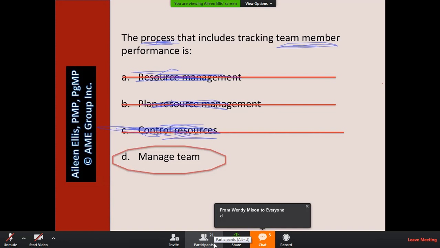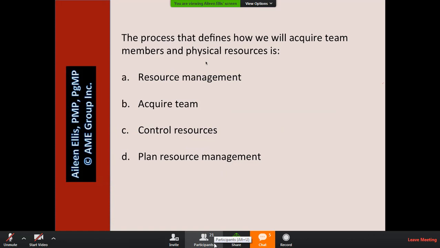On the exam, it doesn't matter if you get a question right because you knew the right answer, or if you get a question right because you knew the other answers were wrong. The process that defines how we will acquire team members and physical resources is, go ahead, type your answer into the chat. I'm seeing mostly D's, but some B's.